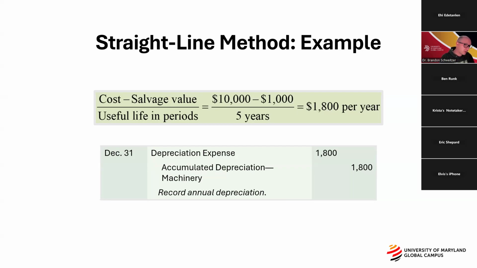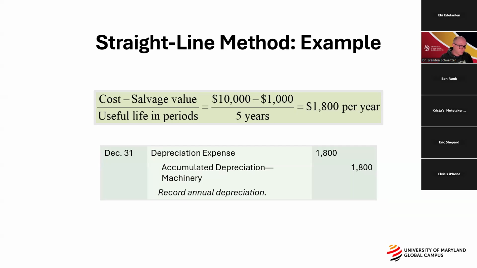The first thing we do is we compute the depreciable cost of the asset. This is also the cost to be depreciated. It's computed by subtracting the asset's salvage value from its total cost. So total cost minus salvage value gives us our depreciable cost. That's the first step. The second step is to divide that depreciable cost by its useful life.